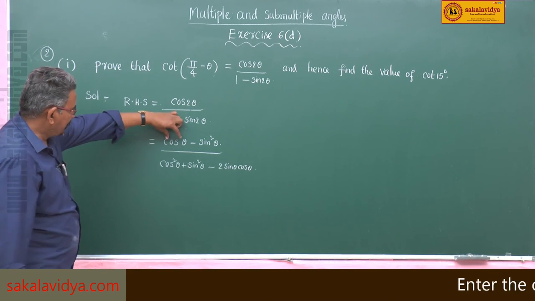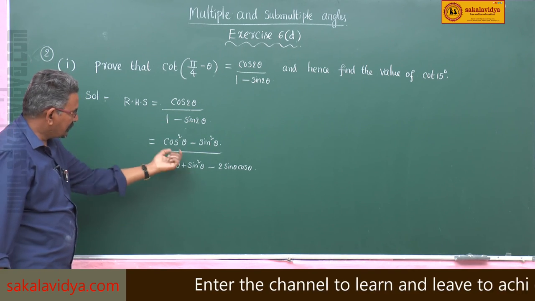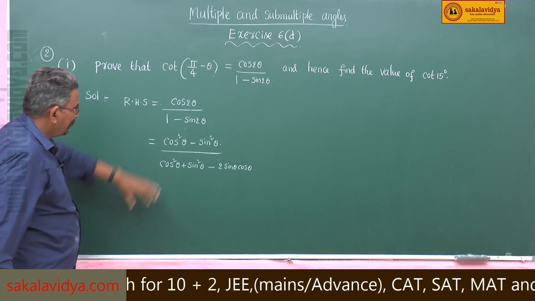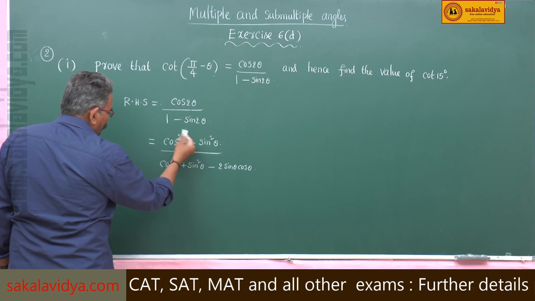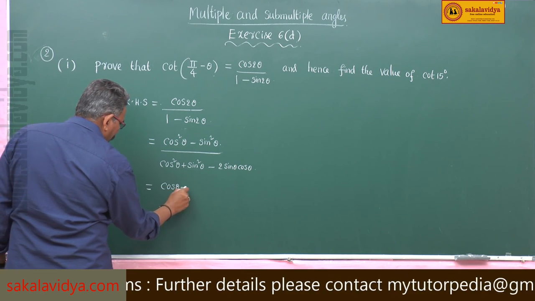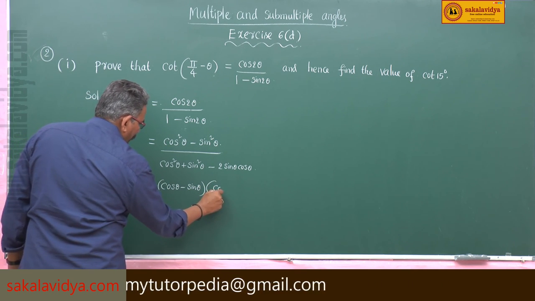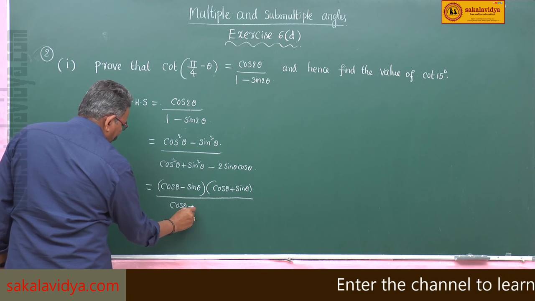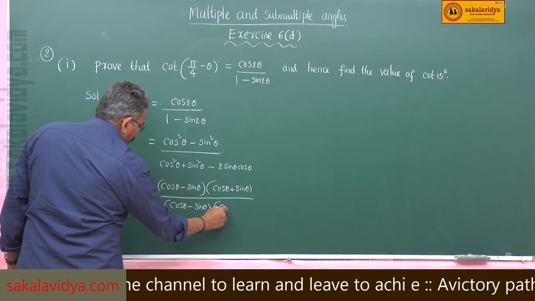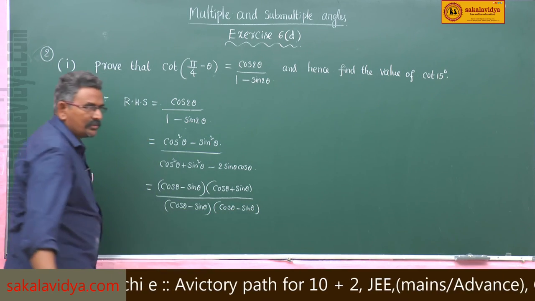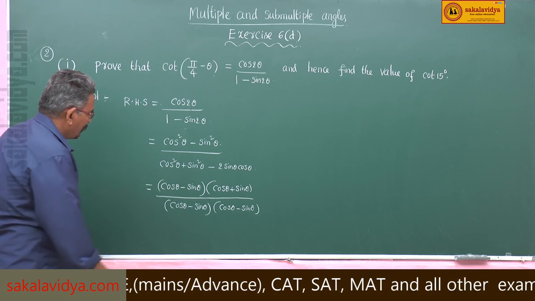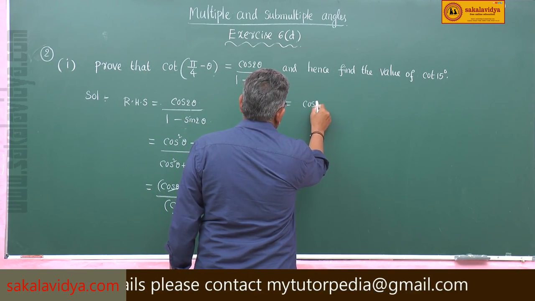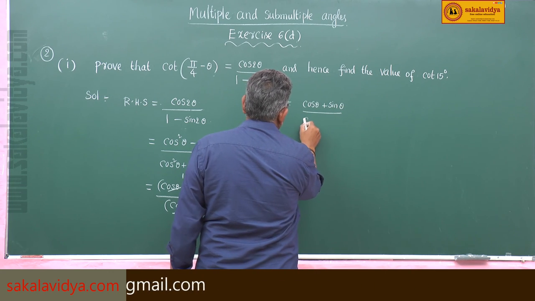So, now the numerator is in the form of a square minus b square, whereas the denominator is a square plus b square minus 2ab. Using these two algebraic identities, the numerator can be written as cos theta minus sin theta multiplied by cos theta plus sin theta, and the denominator can be written as cos theta minus sin theta whole square. Just observe, numerator and denominator both have the same factor, so it gets cancelled. We get cos theta plus sin theta by cos theta minus sin theta.